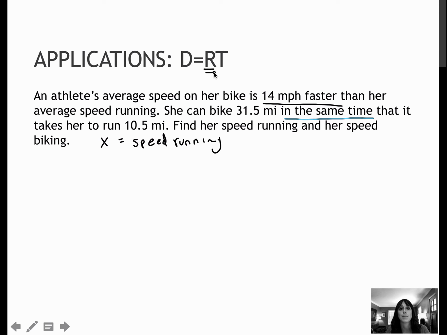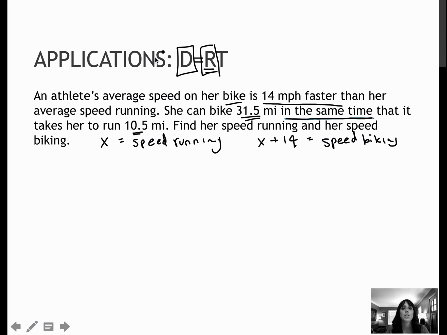Speed, of course, is the same as rate. Now we know that she can bike 14 miles per hour faster, so x plus 14 would be her speed biking because it's 14 faster than her speed running. So there's my two speeds. That's my rate and my rate. They also give me the distance of each. So distance and distance. What they don't give me is time, but they give me something more important than that. It says that the two happen in the same amount of time.